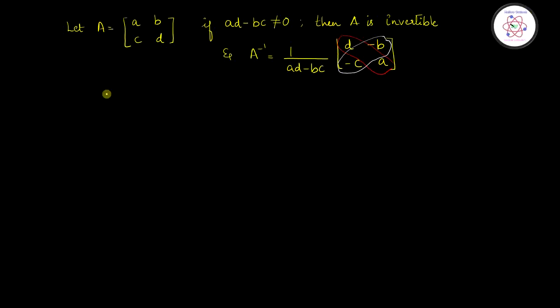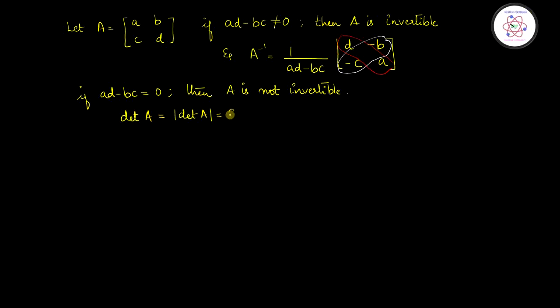Now, before we solve this 2 cross 2 matrix, we need to always check if AD minus BC is equal to 0 or not equal to 0. Only then try to compute the inverse. If AD minus BC is equal to 0, then A is not invertible. Now what is this AD minus BC? It is nothing but the determinant of A. So determinant A is equal to AD minus BC.